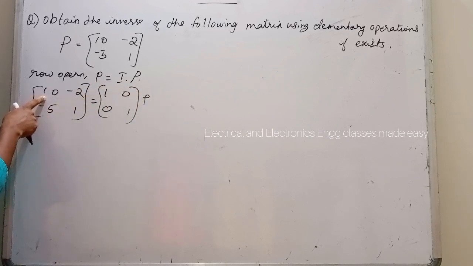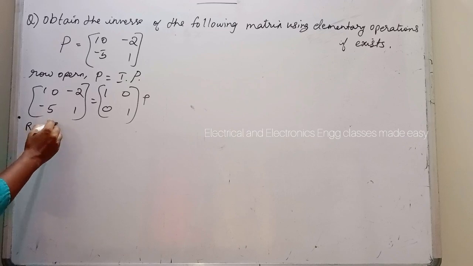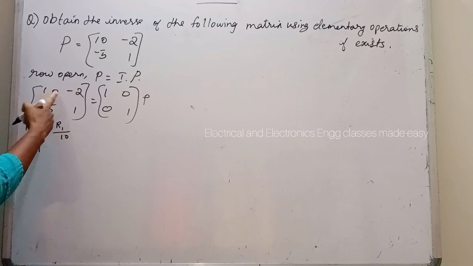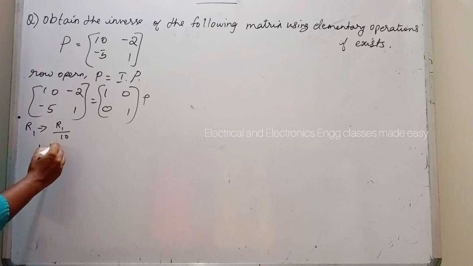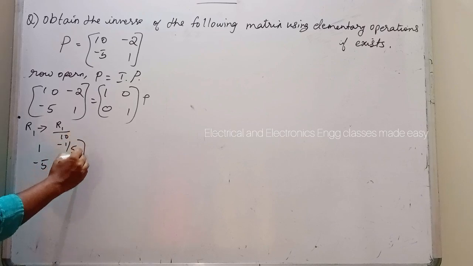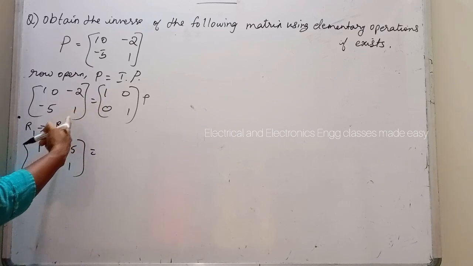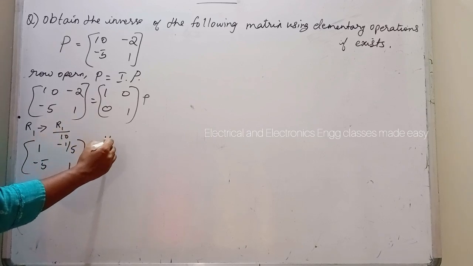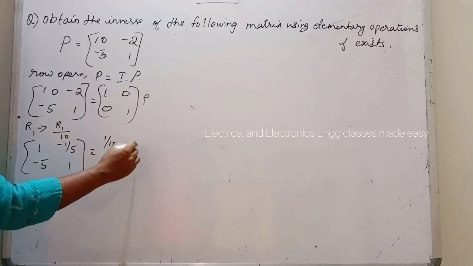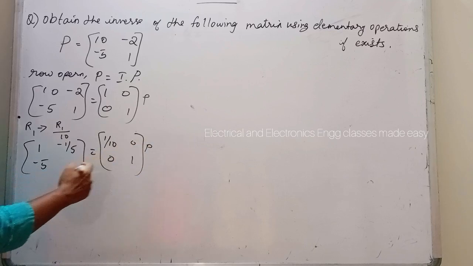So here first step is to make the first element 1. So here this is 10. So to make it 1 we have to write R1 implies R1 divided by 10. So here we will get 1, then minus 2 by 10, that is minus 1 by 5, then minus 5, 1 equal to, here also we have to do this rule. So R1 divided by 10, that is 1 by 10, then 0, 0, 1 into P.